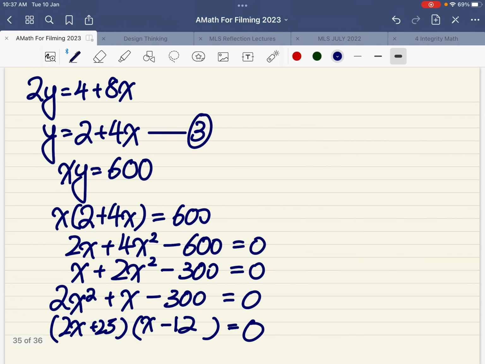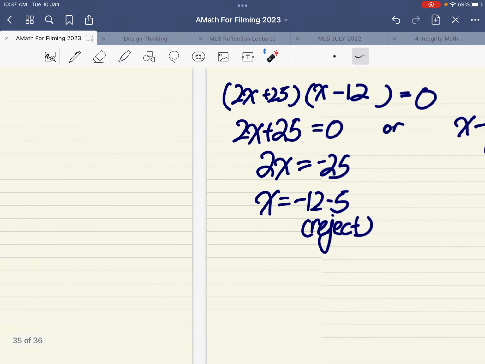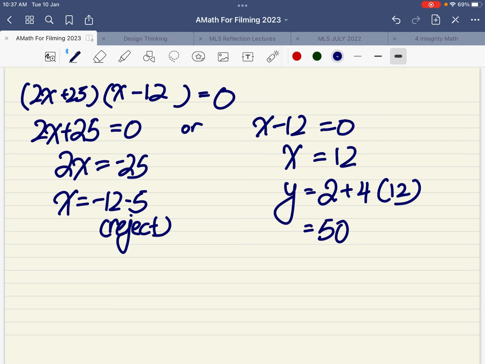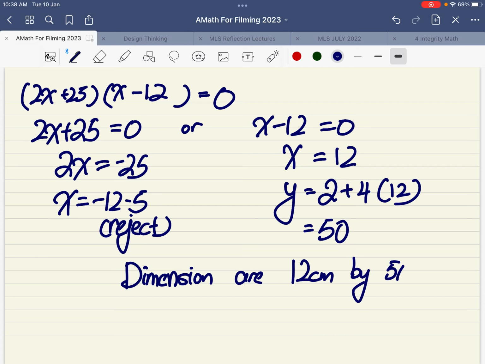Then, I remember that my y is 2 plus 4x. So y equals 2 plus 4 times 12. My y value is 50. Hence, they want the dimensions. My length is 12 cm. So the dimensions are 12 cm by 50 cm.